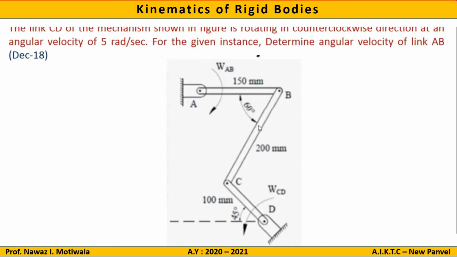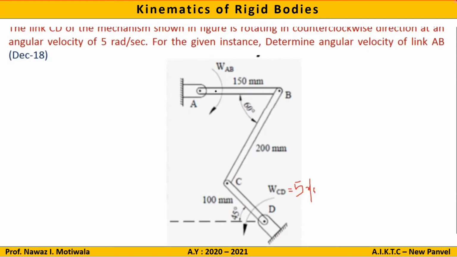So what is given to us? It is given that this link CD is rotated with an angular velocity of 5 radian per second. First we have to draw ICRs. You must be observing that there are 3 links in this diagram. One link is AB, the other is BC, and the third is CD. As there are 3 links, there will be 3 ICRs.